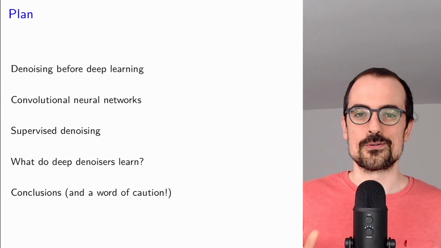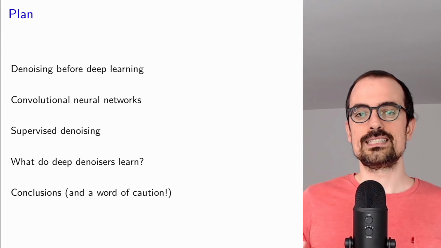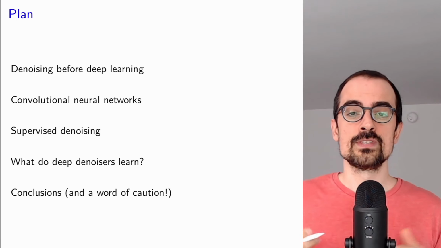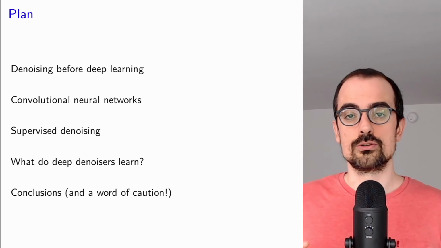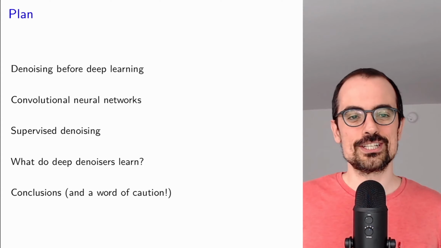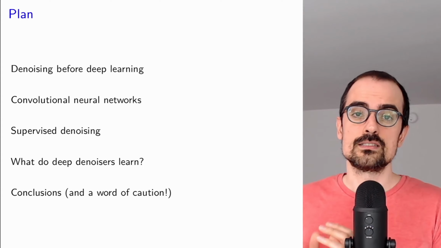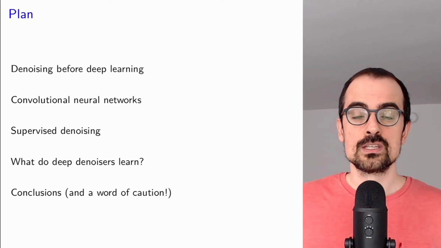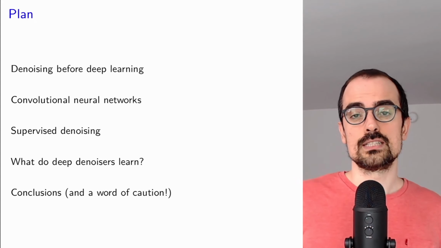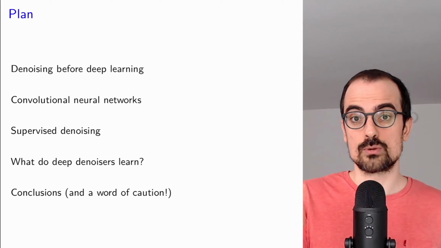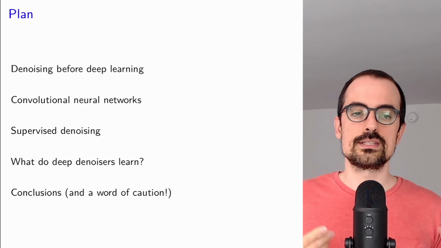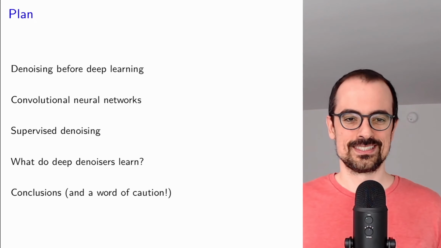This is the plan for the rest of the video. First, we're going to discuss denoising techniques that were developed before deep learning. Then we're going to talk about convolutional neural networks, which are going to be our workhorse for denoising images. Then we will talk about the supervised denoising or supervised learning paradigm. Then we will talk a little bit about the kind of strategies that deep neural networks trained for denoising learn automatically and how we can uncover them. And we will end with some conclusions and a word of caution.